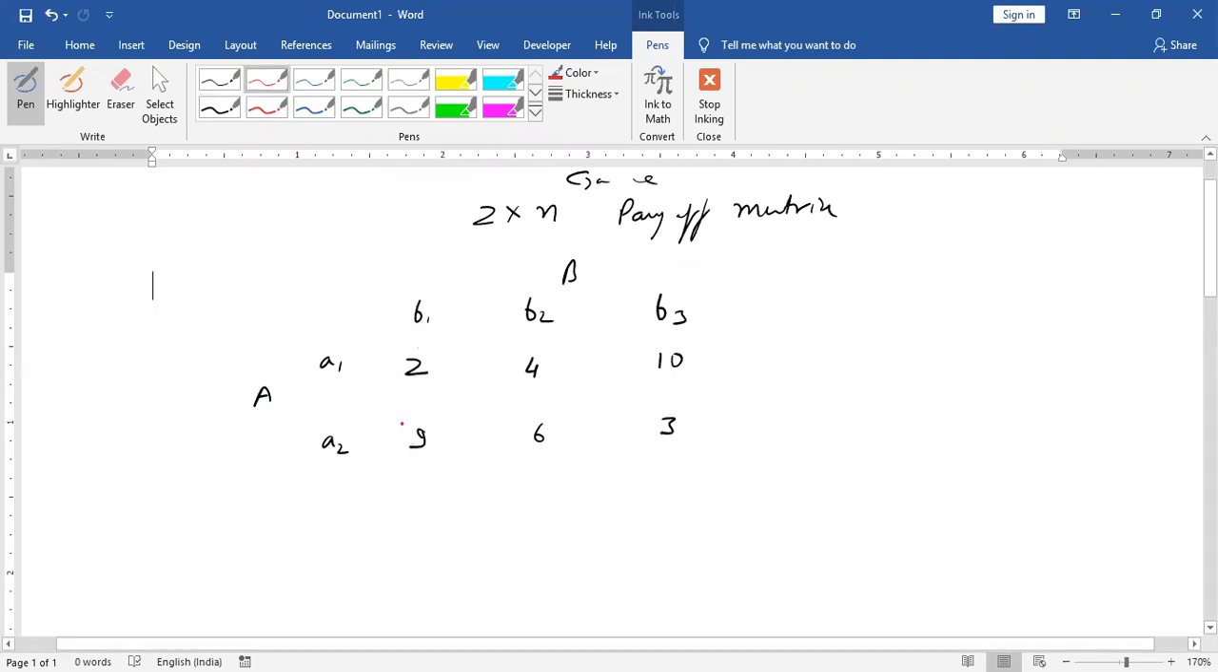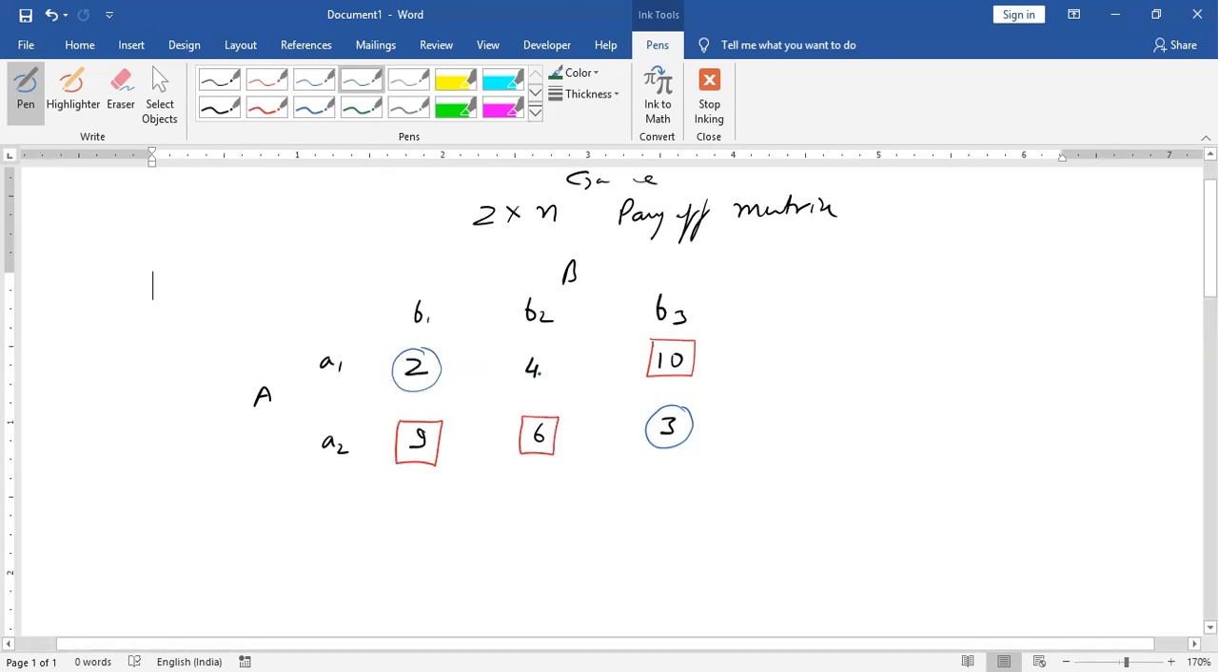In the first column, the maximum is 9. In the second column, the maximum is 6. In the third column, the maximum is 10. In the first row, the minimum is 2. In the second row, the minimum is 3. That means there is no saddle point. Then we will apply the law of dominance to reduce the dimension and make it a 2 by 2 matrix.